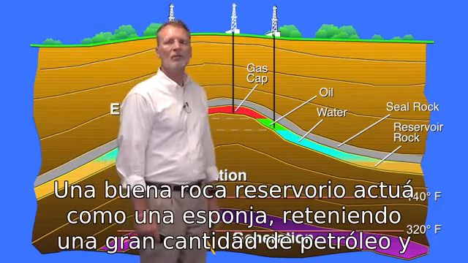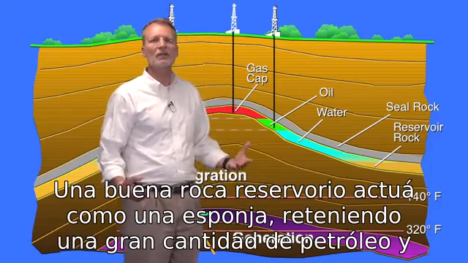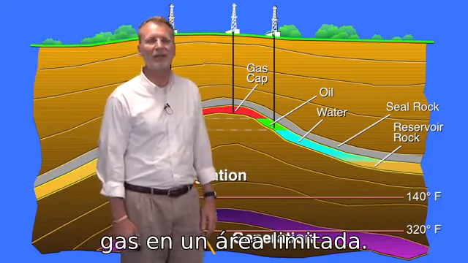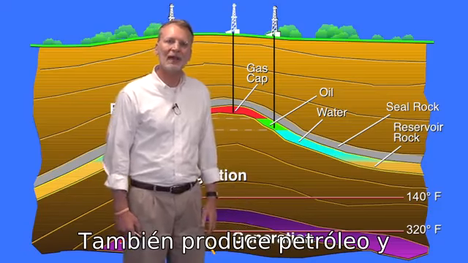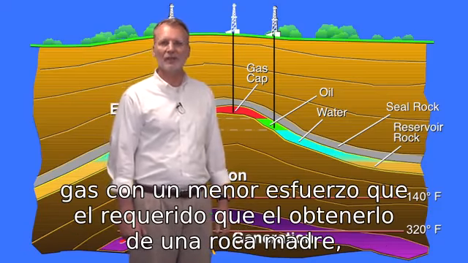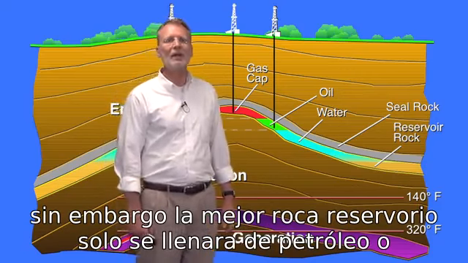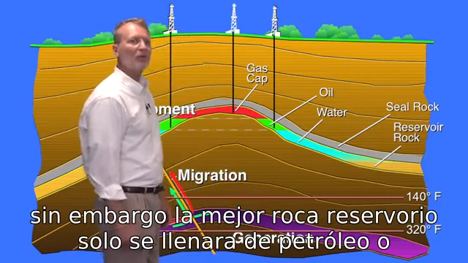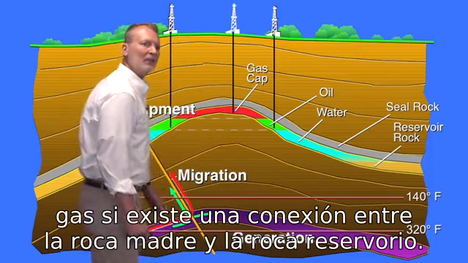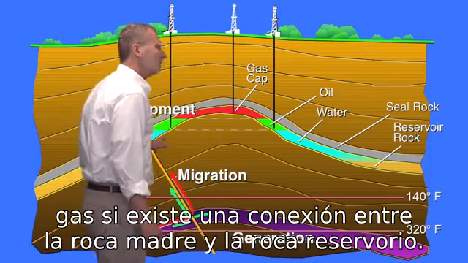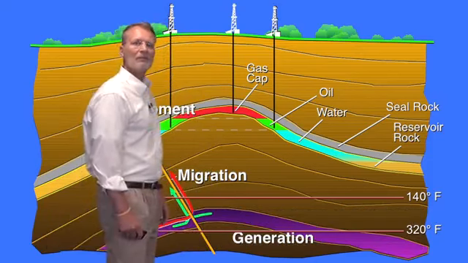A good reservoir rock acts like a sponge, holding a lot of oil and gas in a limited area. It also gives up that oil and gas with a lot less effort than is required to get it from a source rock. However, even the best reservoir rock will only fill with oil and/or gas if there is a pathway connecting the source rock and the reservoir rock.